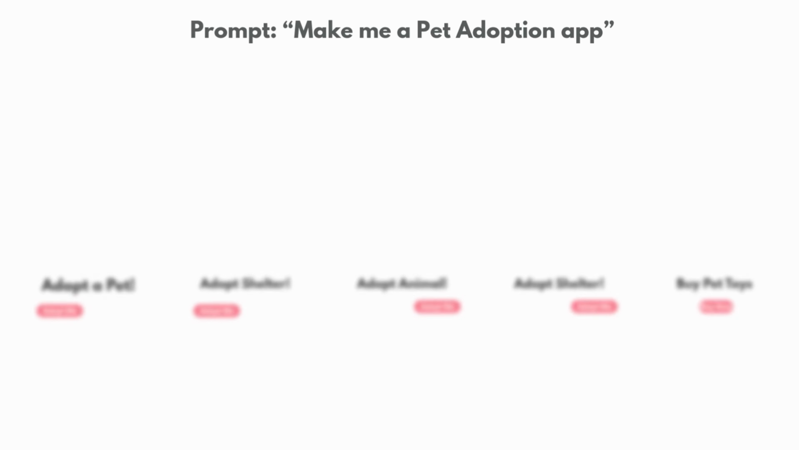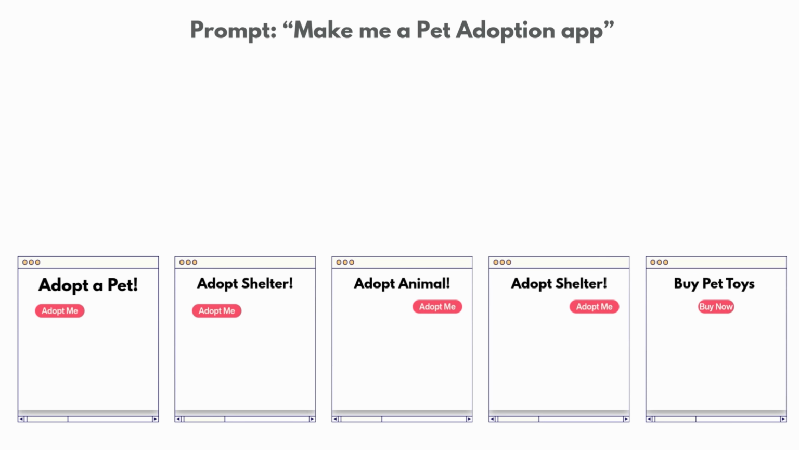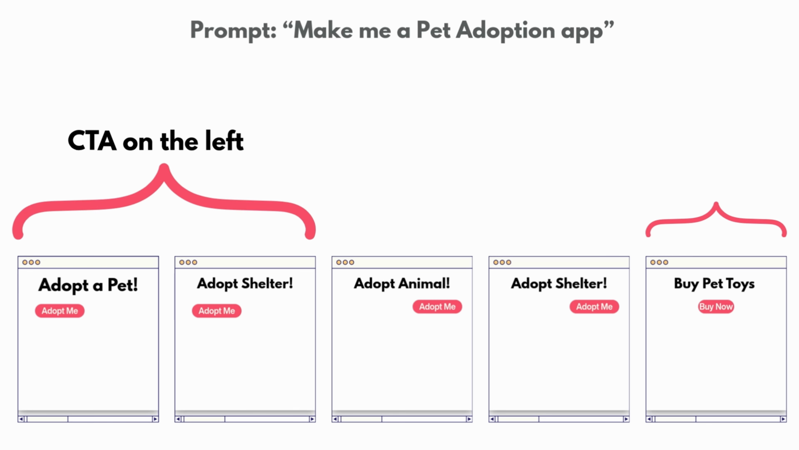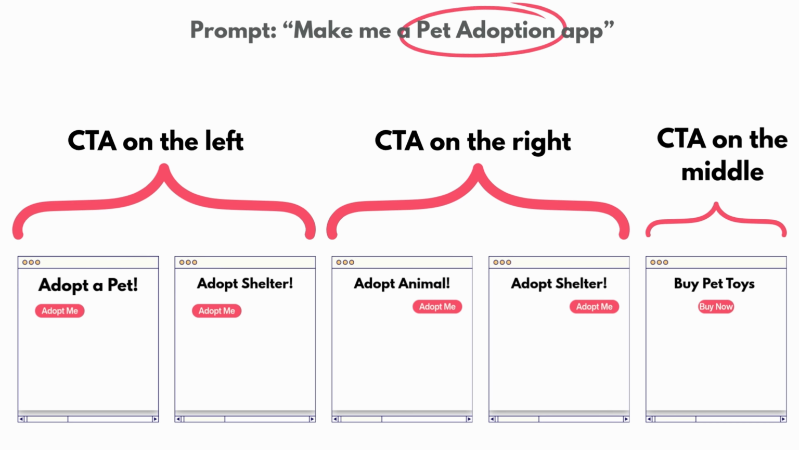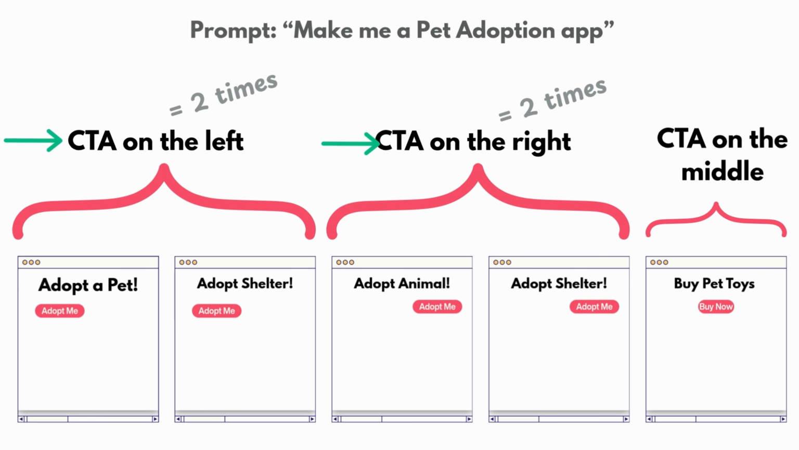So let's say it was trained with these 5 apps, and the last one is actually for pet toys. These two have an Adopt Me button on the left, and these two have it on the right. The AI will look at this, and based on these words, it will randomly select one of these two placements because both of them appear 2 times, right? This is based on probabilities.